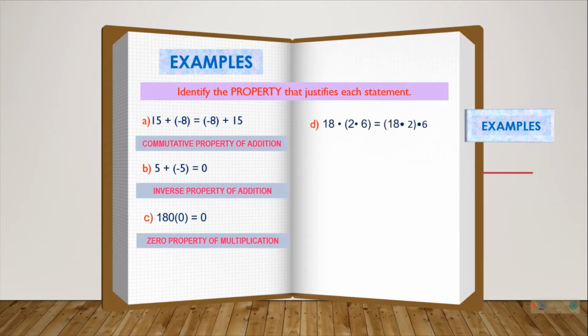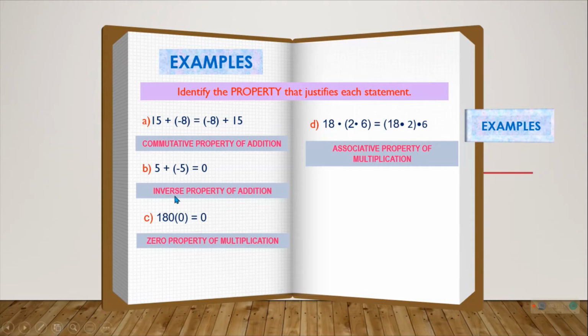Another one, 18 times the quantity 2 times 6 is equal to 18 times 2 times 6. In the first, the ones grouped together are 2 and 6. And then in the second, the ones grouped together are 18 and 2. So, they changed groups. When they change groups, that is the associative property of multiplication, because it is multiplication. Associative property is when they change groups. But when they only change positions, that is the commutative property.